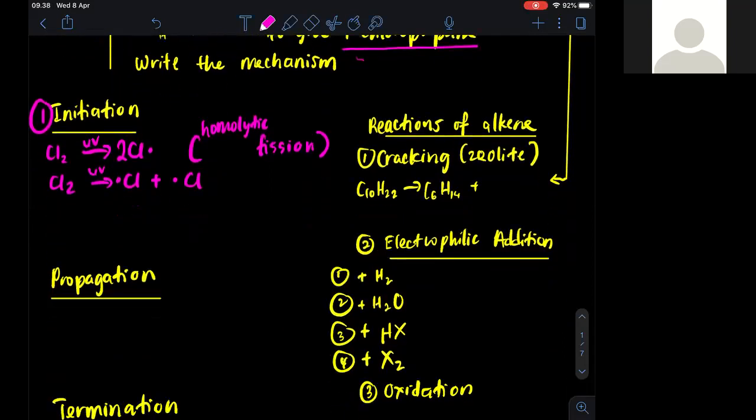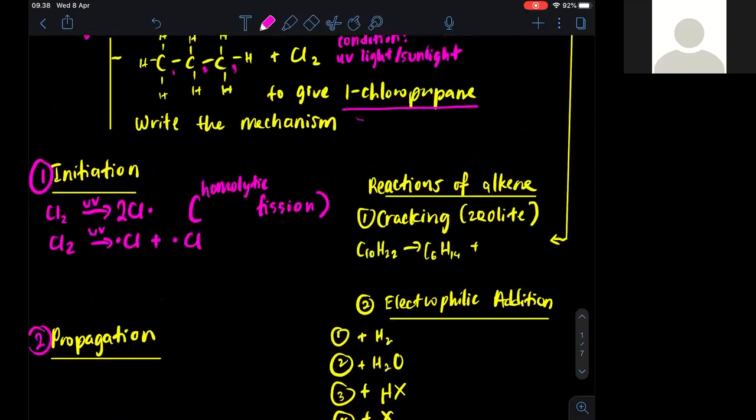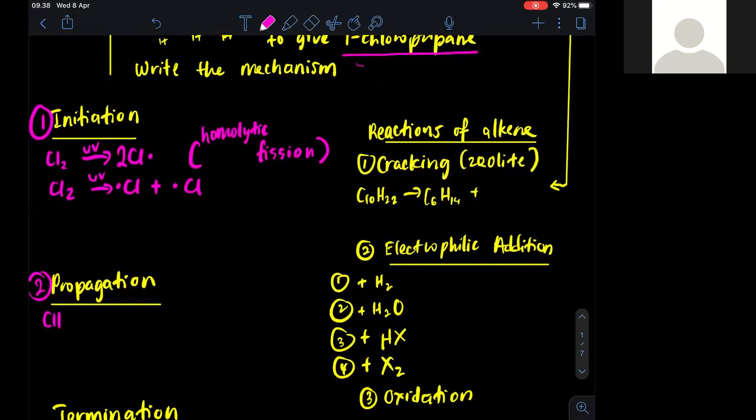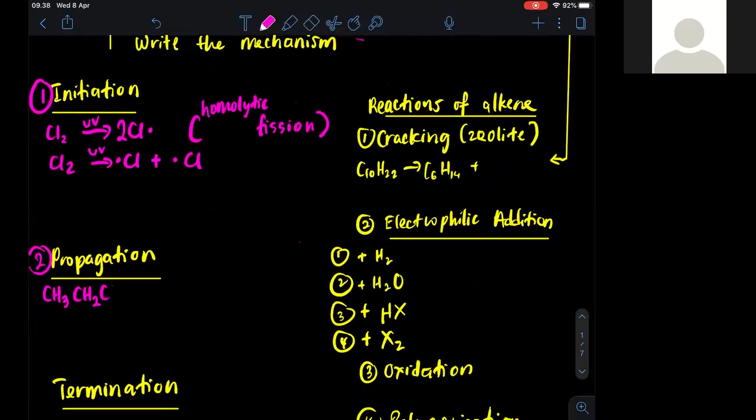The second step is going to be propagation. Propagation is when you have something neutral that reacts with a free radical to give you more free radicals. If I write this molecule in structural formula, it's going to be CH3, CH2, CH3. When I react this neutral molecule with a free radical, the hydrogen will come out.